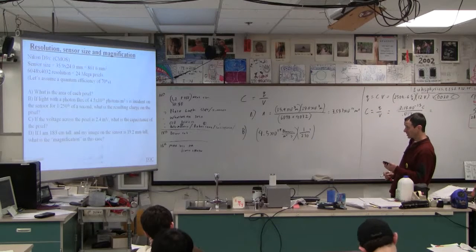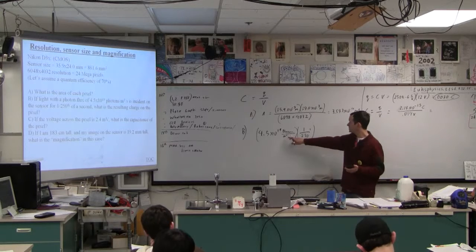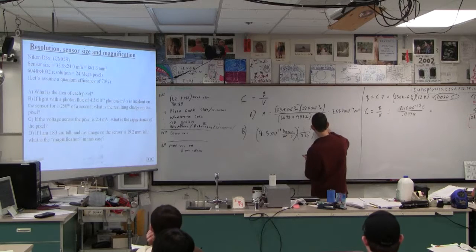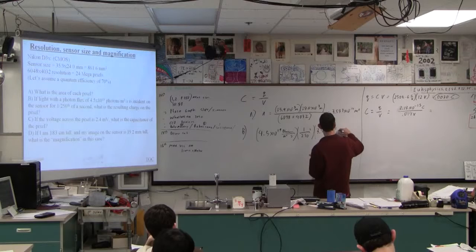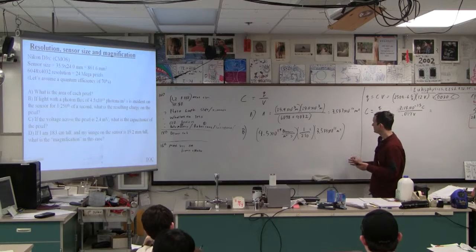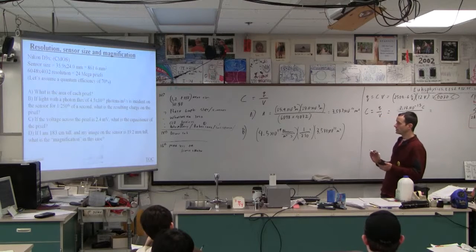What is the resulting charge of the pixel? Good golly. Don't we have to multiply by square meters to get photons? I think so. I'm going to go 3.533. So now we've got photons, don't we? So how do we turn photons into charge?